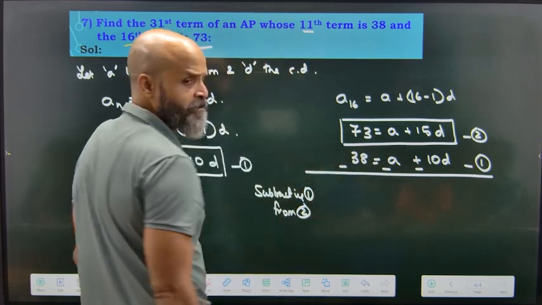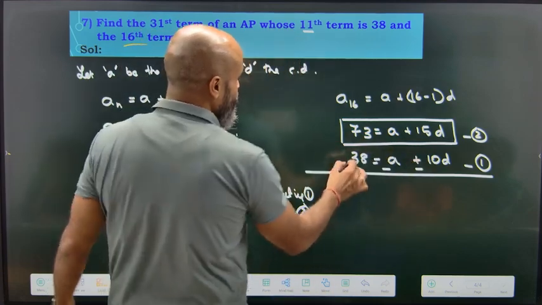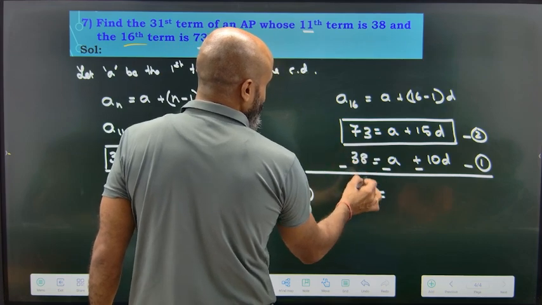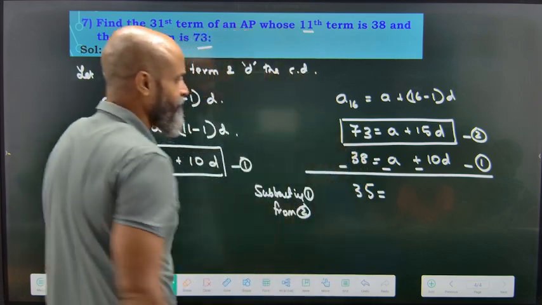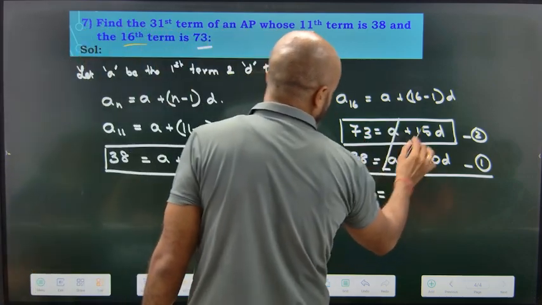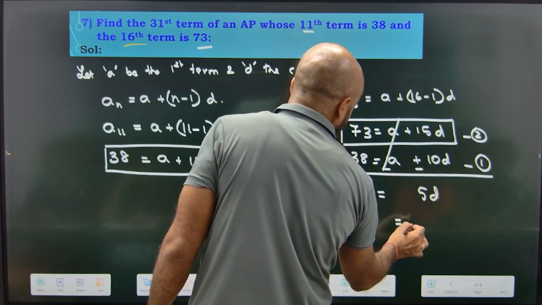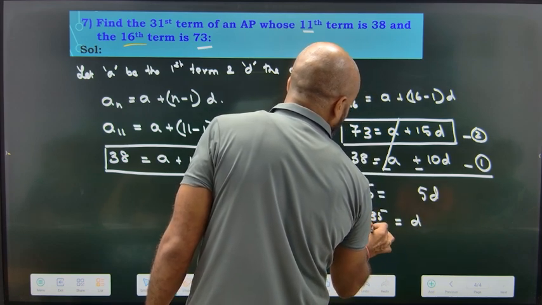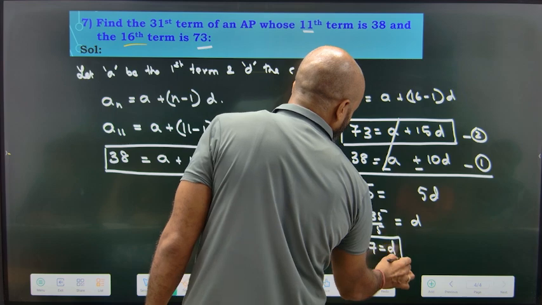In the lower equation all signs will change. Plus 38 becomes minus 38, plus a becomes minus a, plus 10d becomes minus 10d. So 73 minus 38, that is 35. A minus a gets cancelled. 15 minus 10, that will be how much? 5d. So d will be how much? 35 by 5, that is 7. D will be having a value of 7.